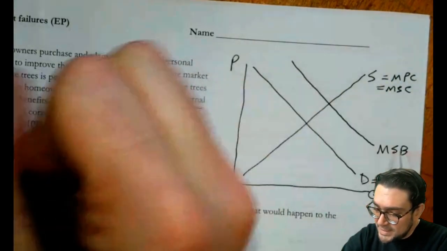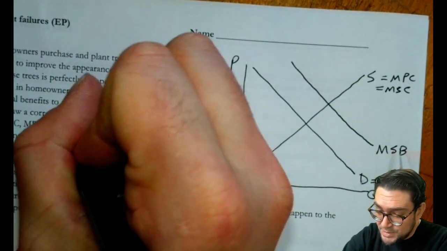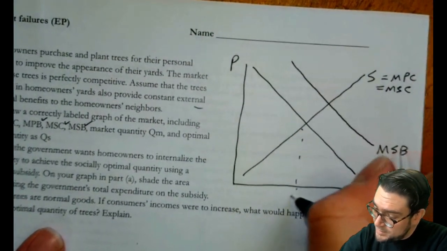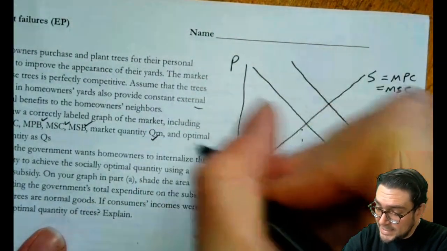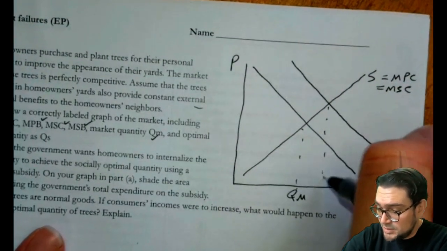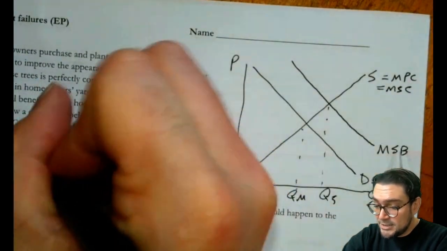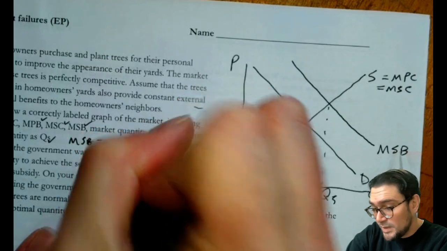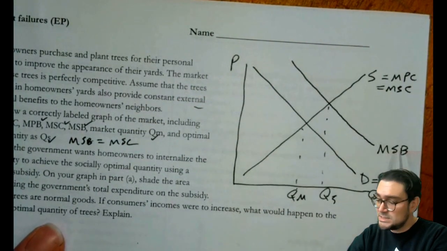So we've done the MPC, the MPB, the MSC, and the MSB. Market quantity QM, done, and optimal quantity is QS. And again, how did I know where that was? That was where MSB equals MSC. So I know where the optimal is because that's the social optimum.